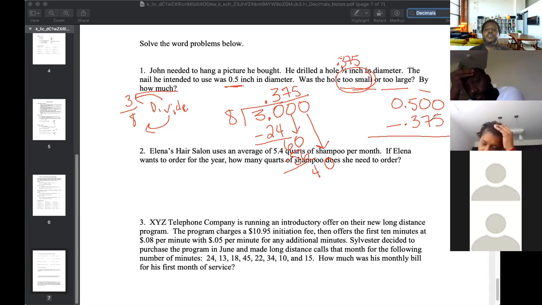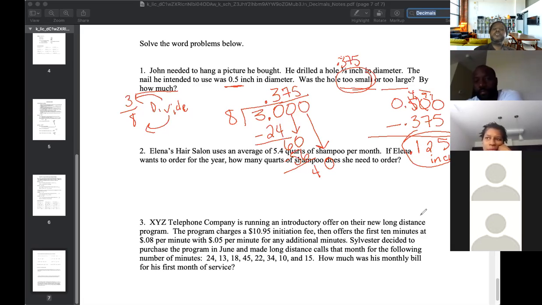And now we're able to subtract when we borrow. So this becomes a 10, this becomes a 10, and then a 9, and then this becomes a 4. So 10 minus 5 is going to give me 5. 9 minus 7 is going to give me 2. And then 4 minus 3 is going to give me 1. I just bring my decimal down. So it is too small by 0.125 inches.